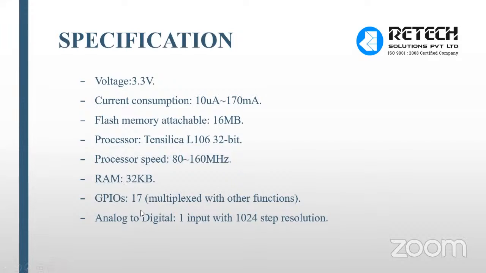This microcontroller has 18 GPIO pins. GPIO means general purpose input output pins. 17 of them are multiplexed with other function pins, so it has 17 digital pins. But this microcontroller gives only one ADC, analog to digital converter.